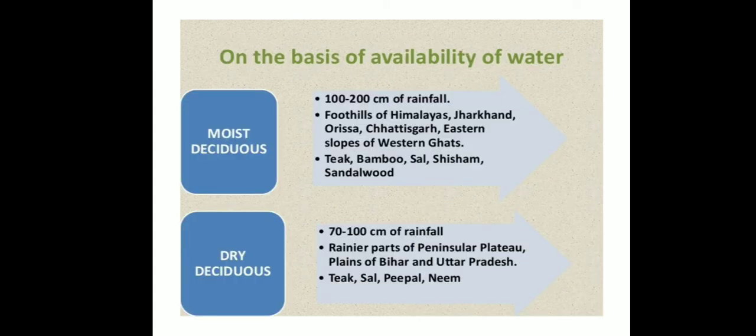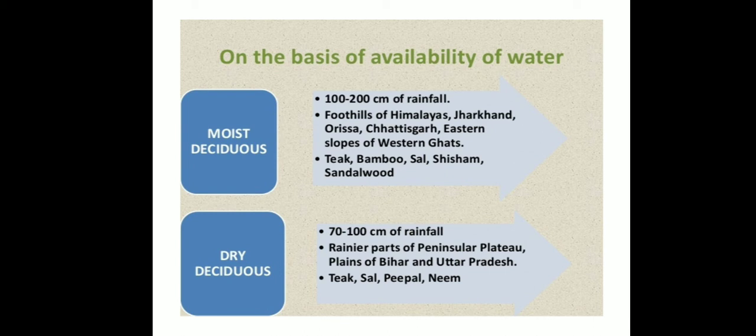On the basis of the availability of water, they are divided into moist deciduous and dry deciduous. Moist deciduous means 100 to 200 centimeters of rainfall. Found on the foothills of Himalayas, Jharkhand, Odisha, Chhattisgarh, eastern slope of Western Ghats. Teak, bamboo, sal, shisham, and sandalwood are the important trees found in the moist deciduous forest.